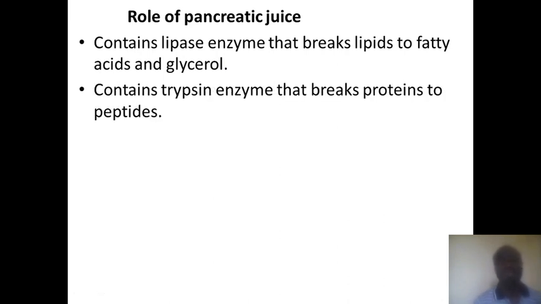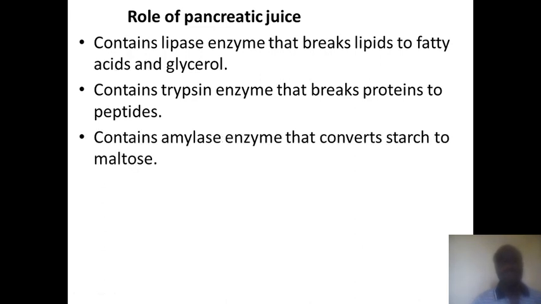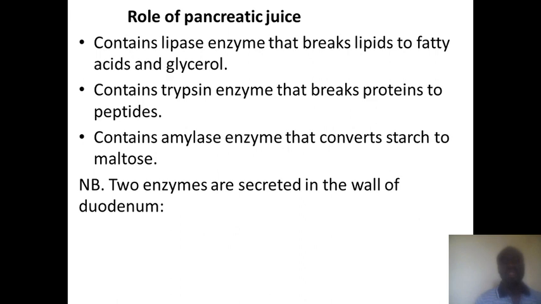It also contains trypsin enzyme, which breaks down proteins to peptides. It also contains amylase enzyme. This converts starch, which was not converted by amylase in the mouth, to maltose. Then when you look at these two foods, the peptides and maltose, they are still large, so they are not soluble and they cannot be absorbed.